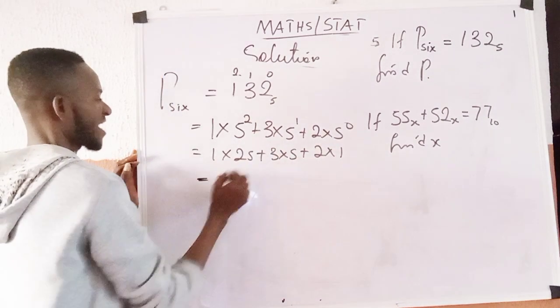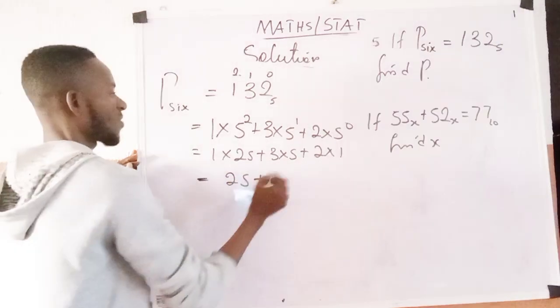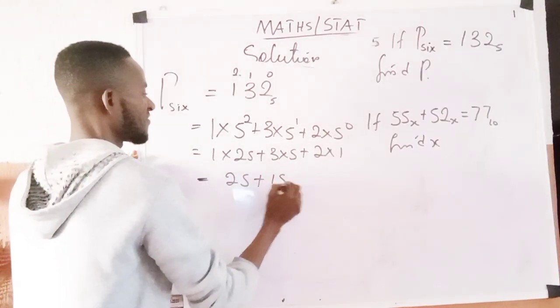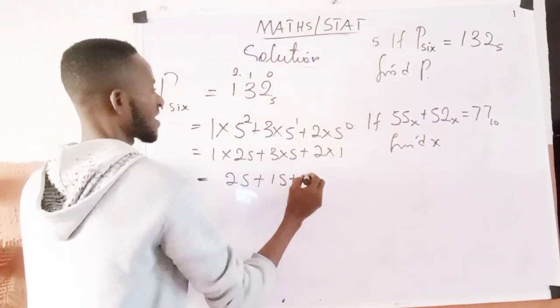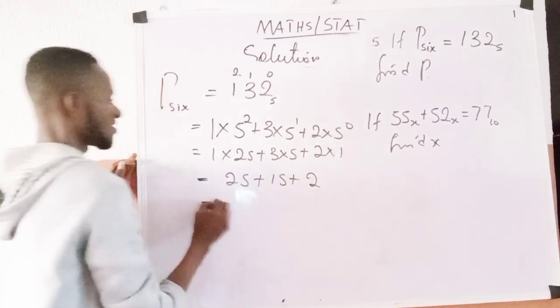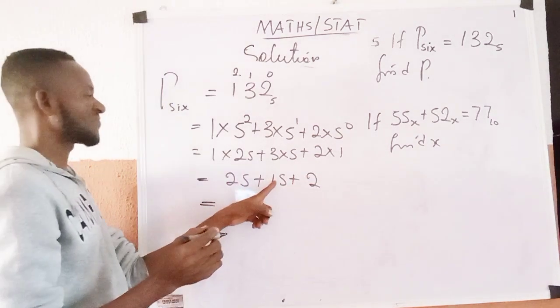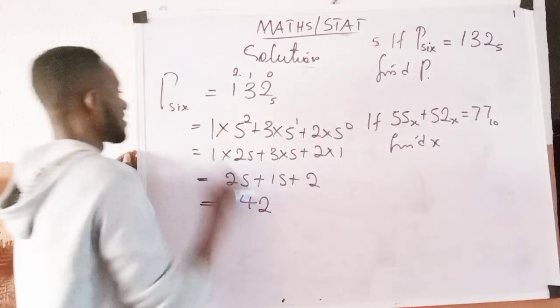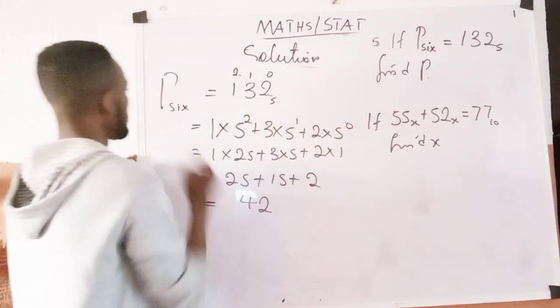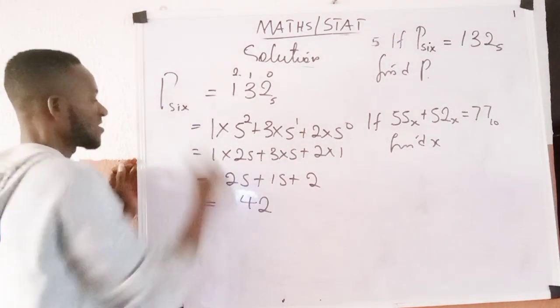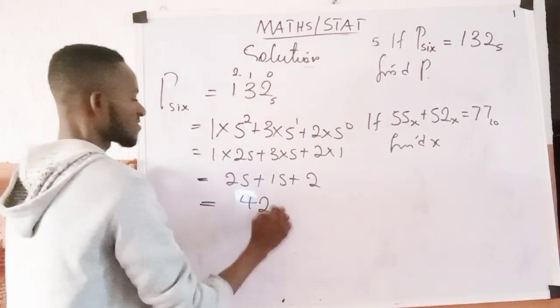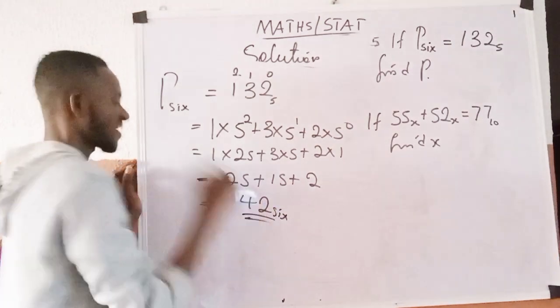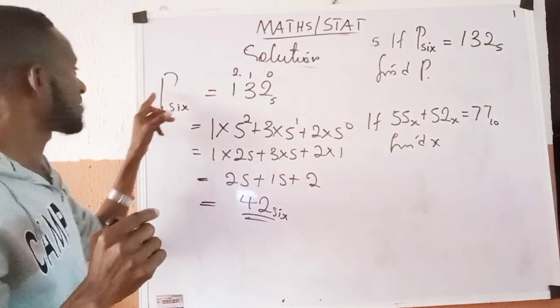This thing becomes 1 times 25, 25, plus 3 times 5 is 15, plus 2 times 1 is 2. This equals 25 plus 15 is 40, plus 2 is 42. This 42 is in base 6 because that thing stands for P. So it is 42 base 6. That was why I say that the value of P is 42.